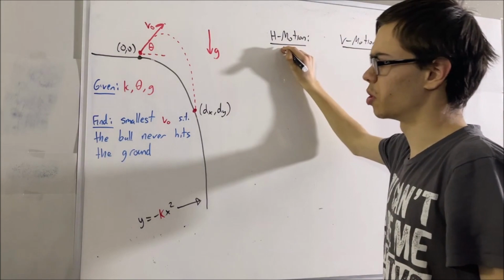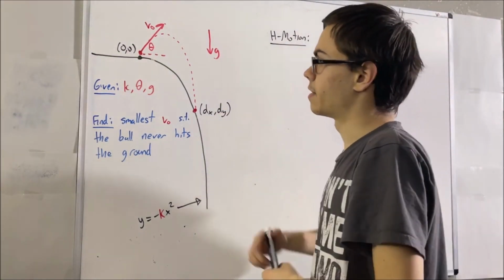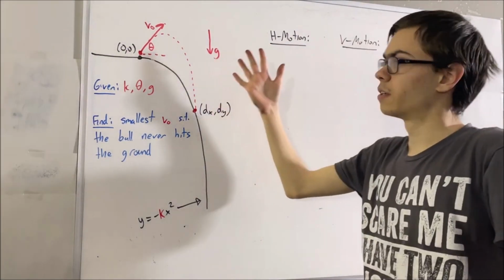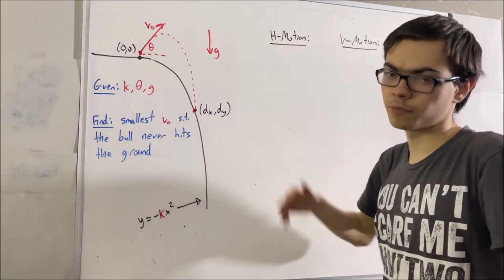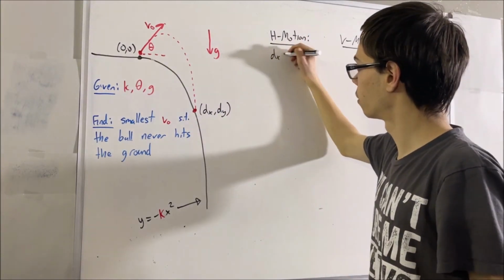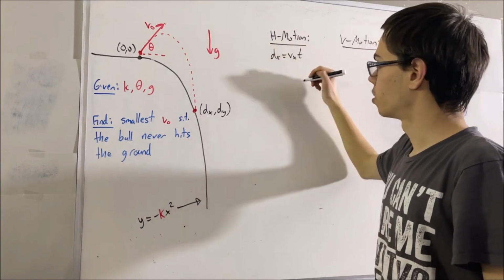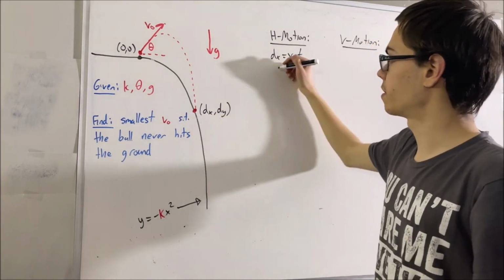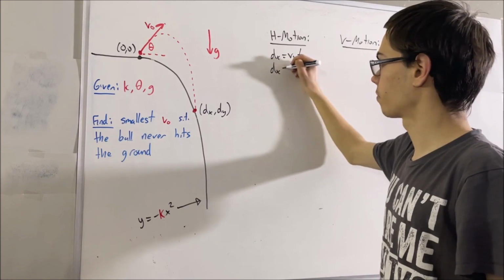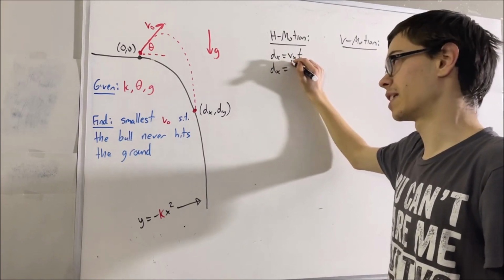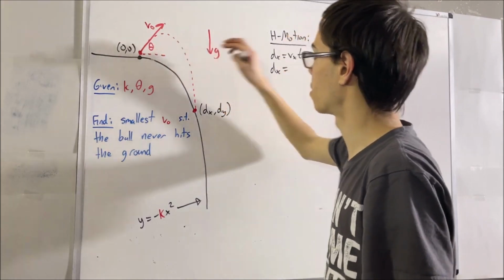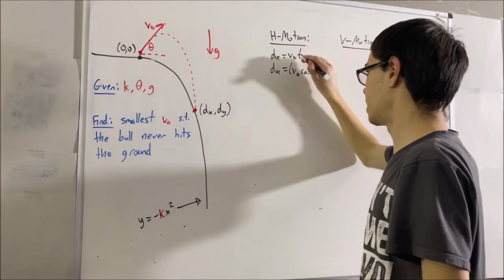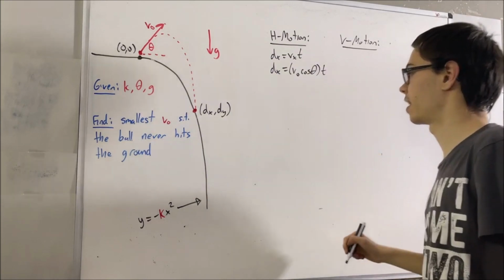As for the horizontal motion, we know that when it comes to projectiles, in the horizontal direction, we get constant velocity. So really, we can use this equation, where dx is just the horizontal displacement, Vx is the horizontal velocity. And in this case, it's just the horizontal component of the initial velocity, v0 cosine theta. T is just t, right?